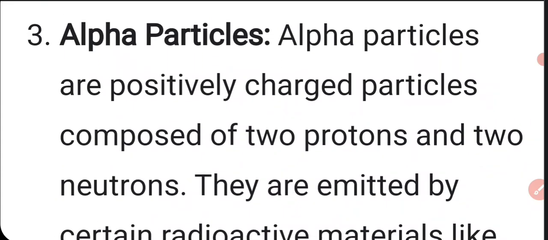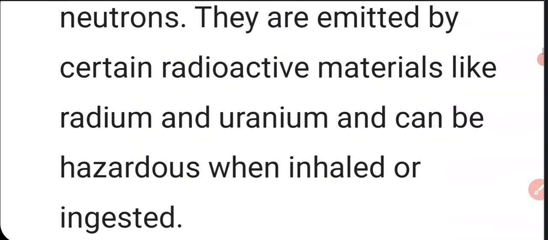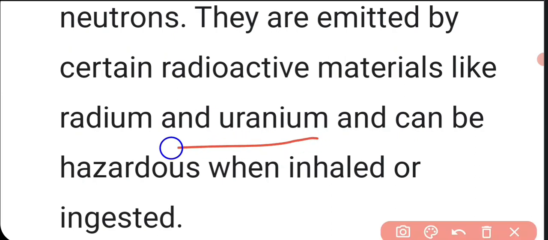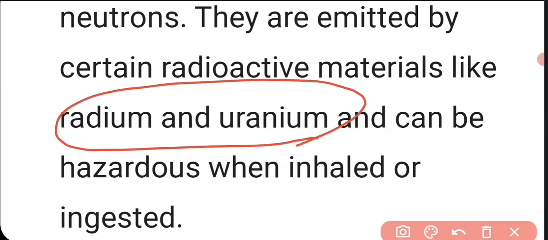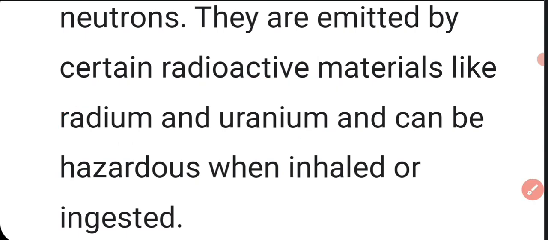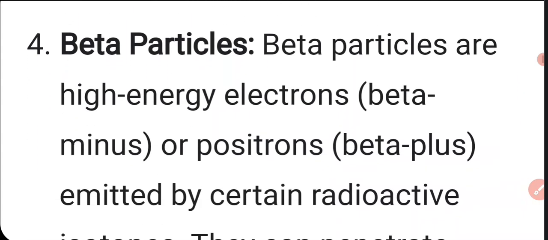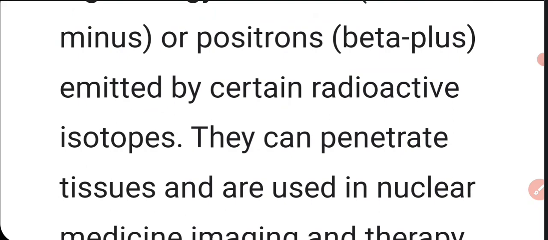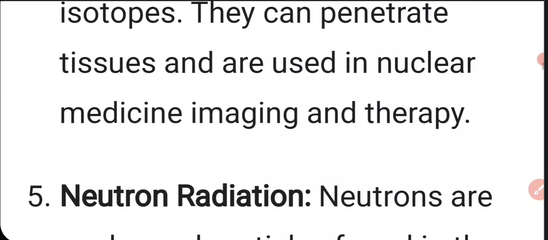Then alpha particles. Alpha particles are positively charged particles composed of two protons and two neutrons. They are emitted by certain radioactive materials like radium and uranium, which are also utilized in nuclear power plants. Then beta particles. Beta particles are high energy electrons or positrons emitted by certain radioactive isotopes. They can penetrate tissues and are used in nuclear medicine, imaging and therapy.